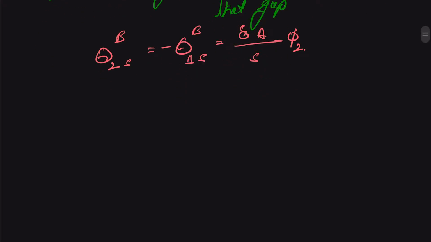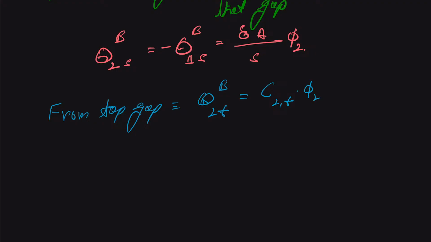And then the top gap. We can write this as Q2, where T is the distance between the second plate and the top, for part B. It will be equal to the capacitance between the two times the potential difference. So this comes as epsilon A over T times phi 2.